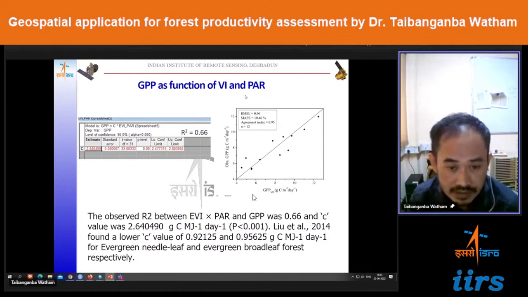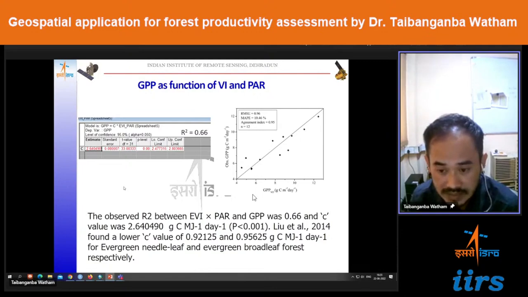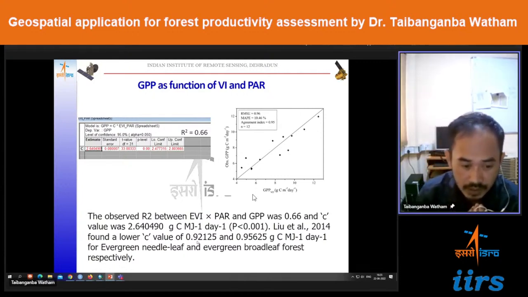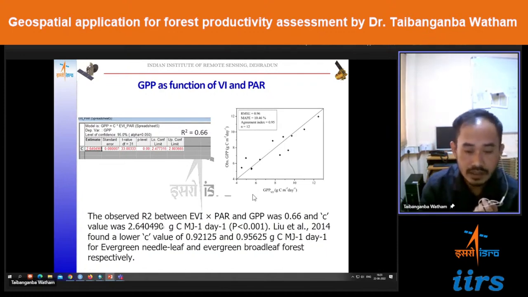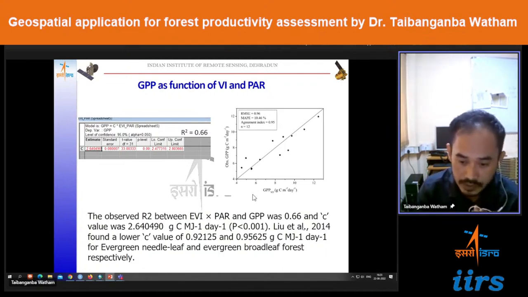So this is how we have done the parameterization. We have estimated the C value for this particular flux site, run the GR model, and validated it using the ground observation also. Then, for the other values from literature, people have reported a lower value of C compared with the forest site. Maybe the forest sites they have reported have less productivity, or the Indian forest is more productive compared to the other forests they have reported.